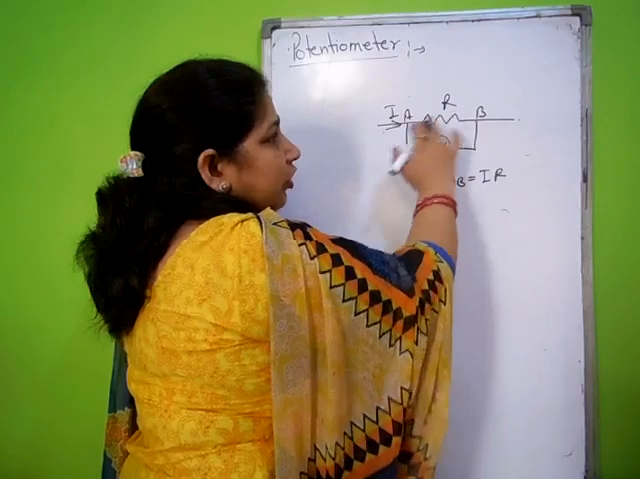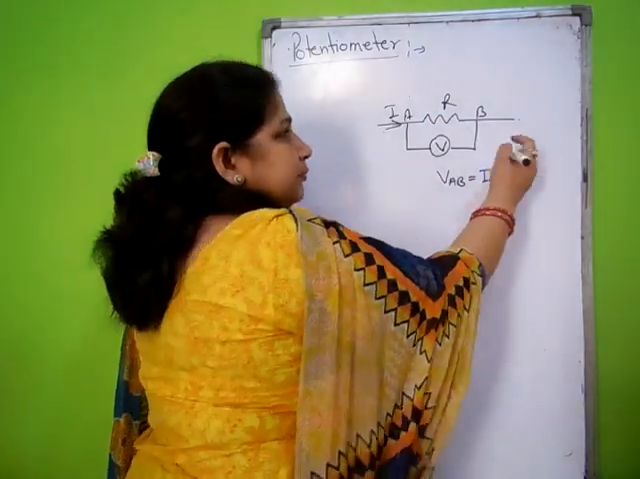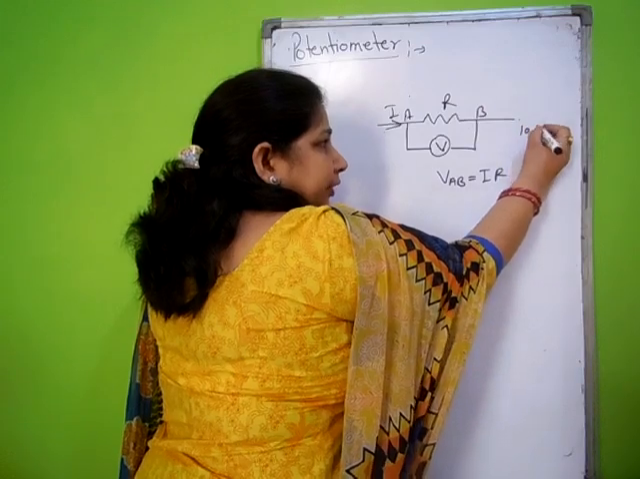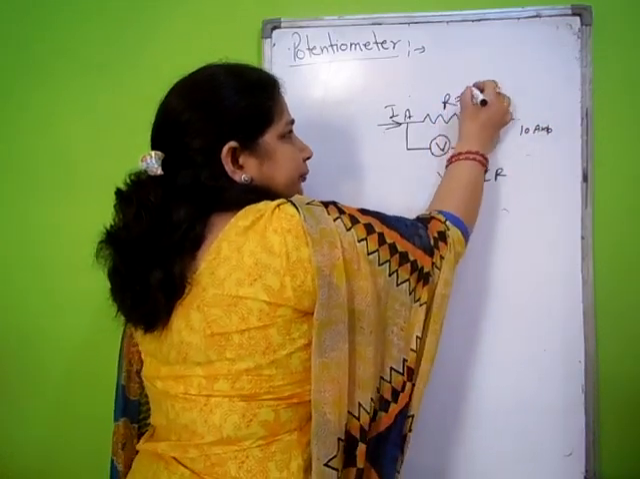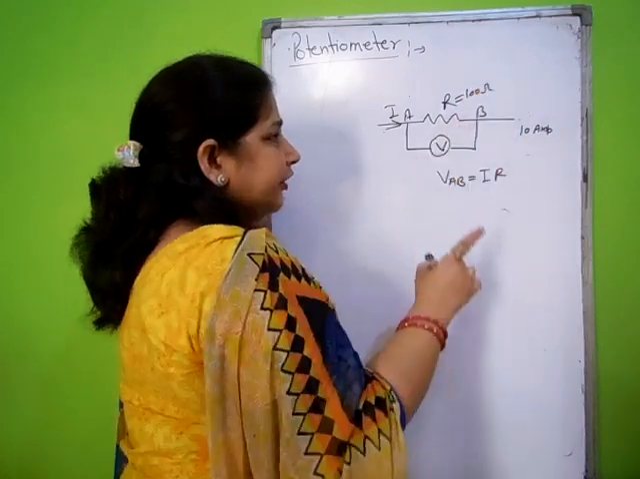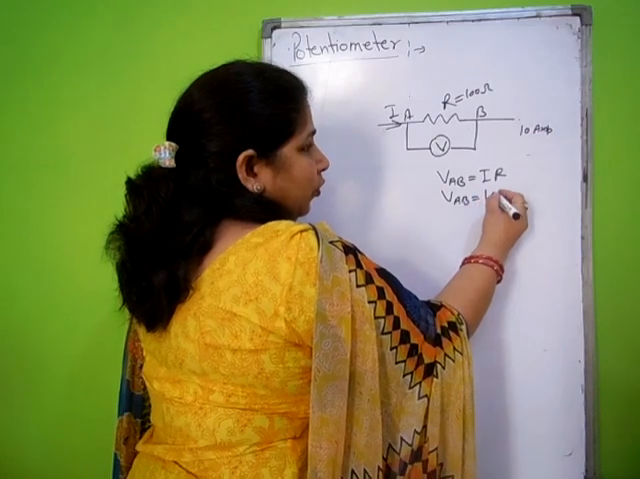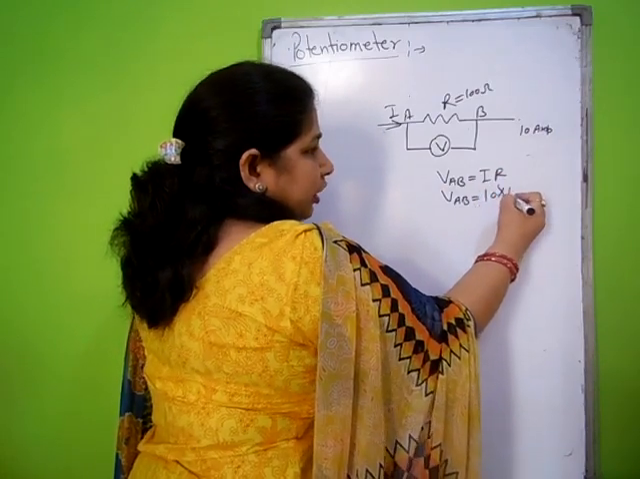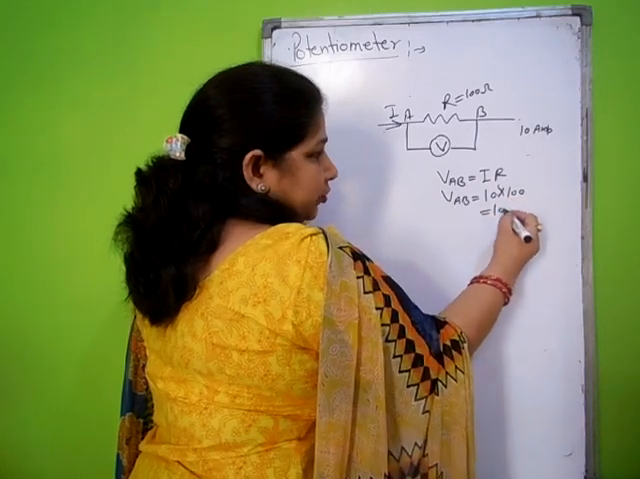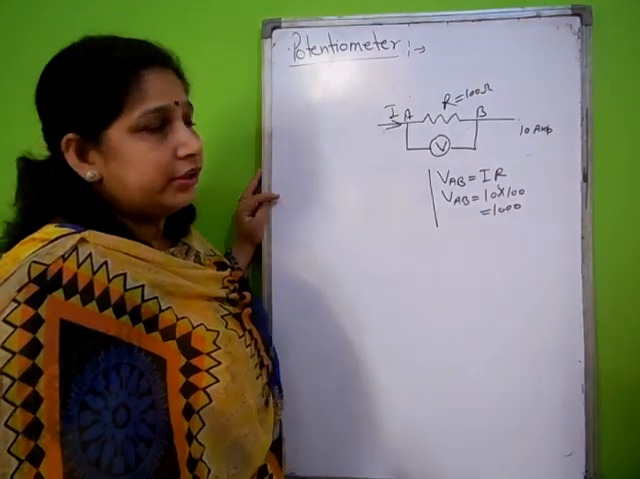Suppose when we have not connected this voltmeter, the current passing is 10 ampere and the resistance is 100 ohm. Then what do we have? We have VAB is equal to 10 into 100, that is 1000. Got it? This is when the voltmeter is not connected.